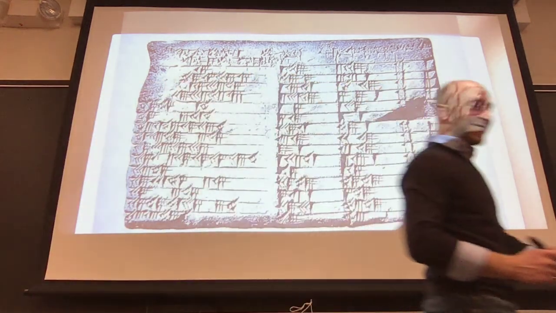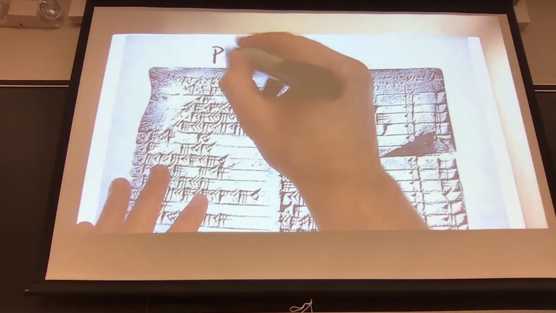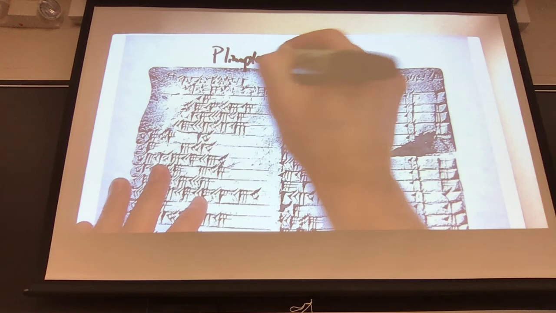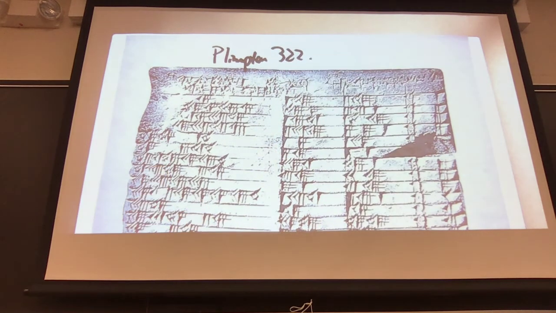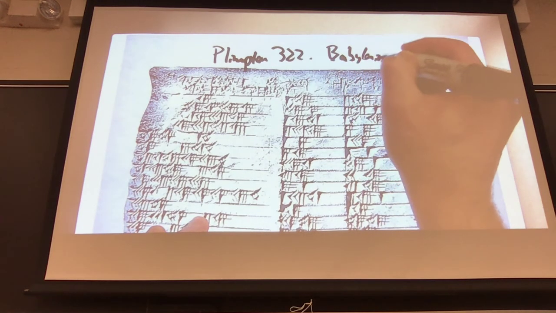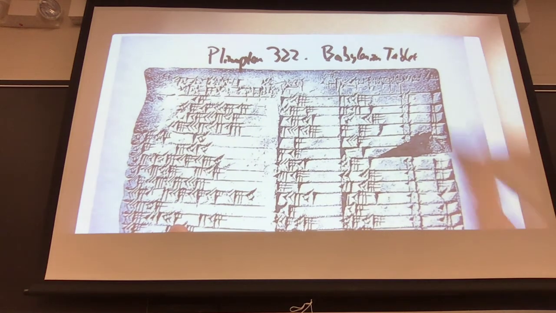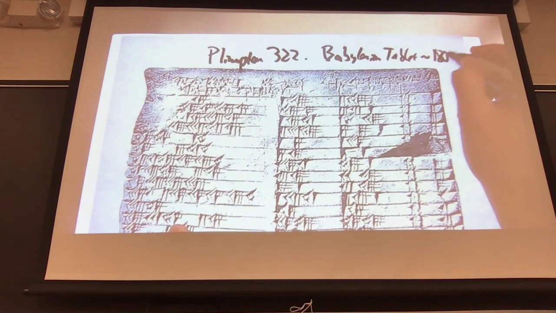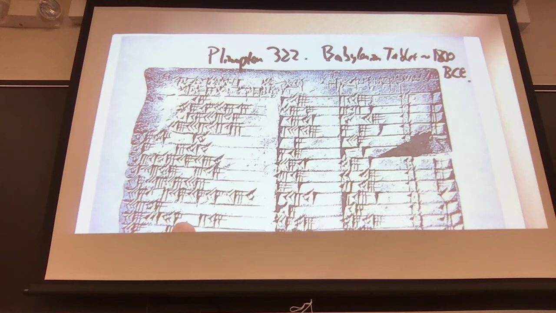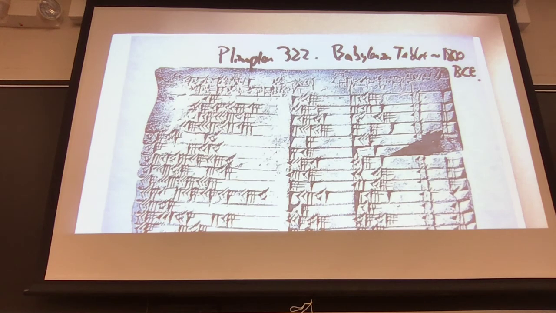What is it? Plimpton. This is called Plimpton 322. So this is an ancient Babylonian tablet. It's been dated to roughly the year 1800 BC.